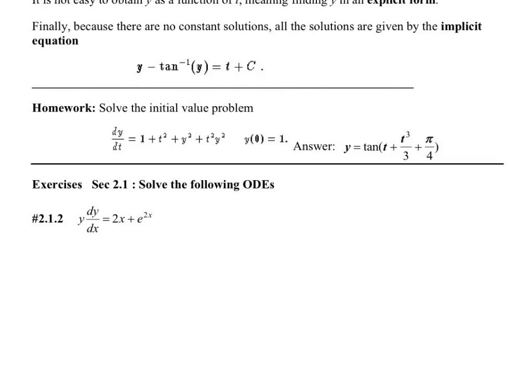Another exercise is this, which is number 2 in section 2.1. You see, now this is a separable differential equation, and we don't have to think here of a product of a function of x and a function of y. It can be seen that it is separable without thinking of a product, because you can keep the y here and bring the 2x plus e^(2x) with the dx to the other side, which means the separation can be seen.